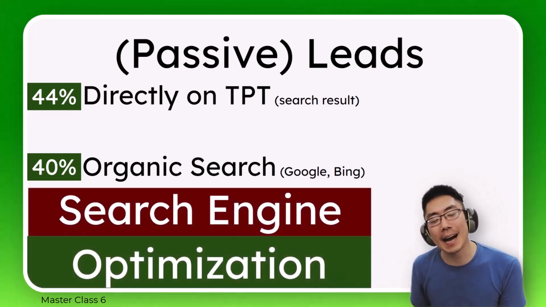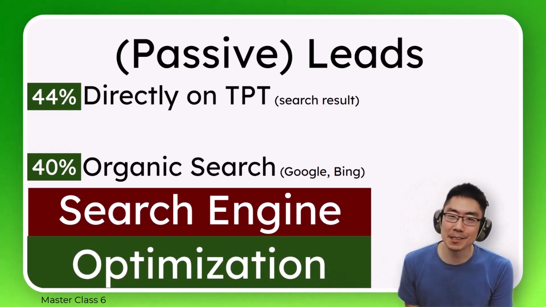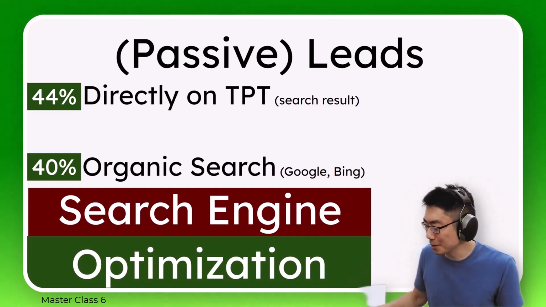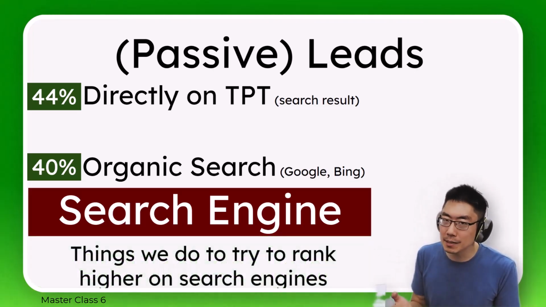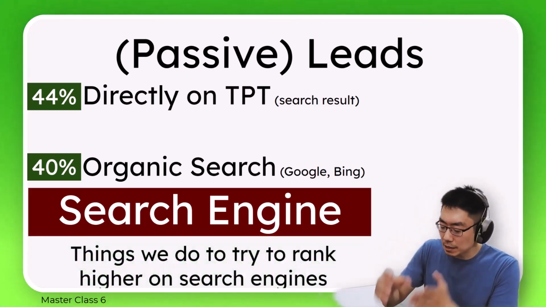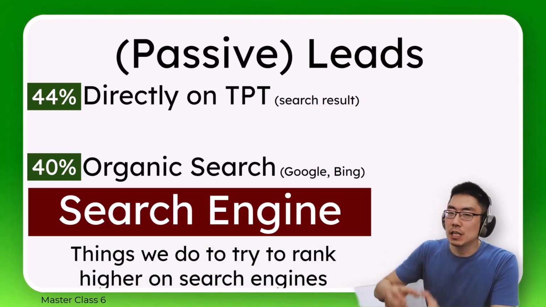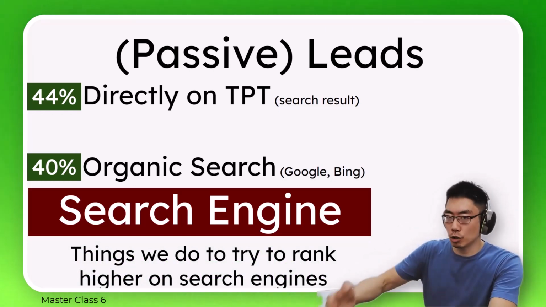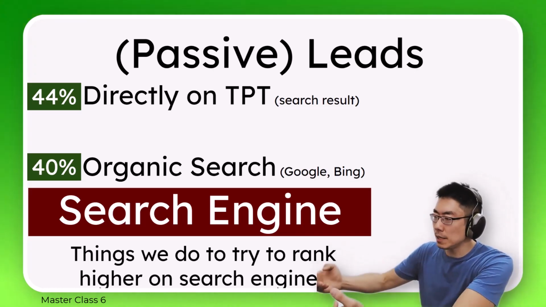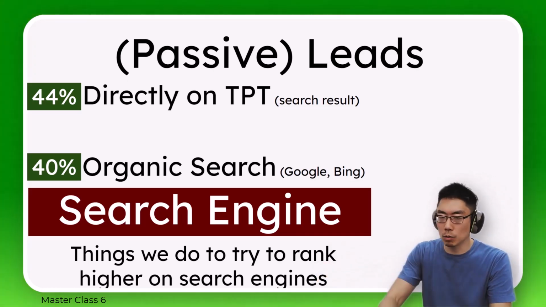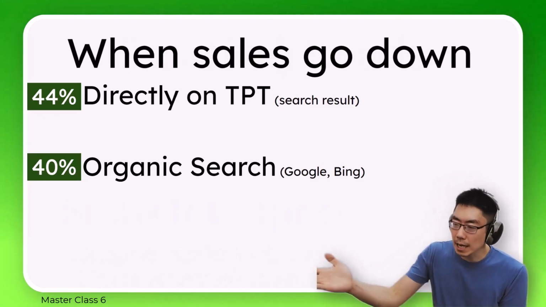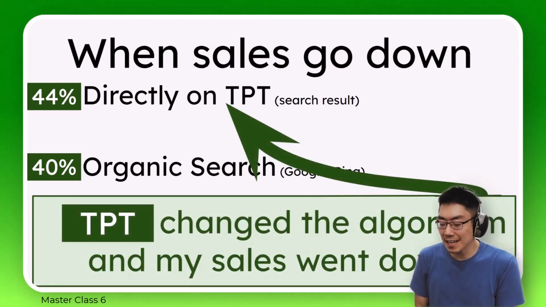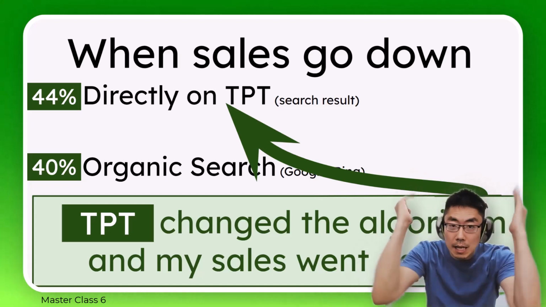So if we have passive leads, then the conversation is search engine optimization. And people throw around that word, SEO, a lot. It literally just means doing things specifically on your product page to give your page the best chance to rank higher on a search engine page, whether that's the TPT search engine result or whether that's a Google search engine result.